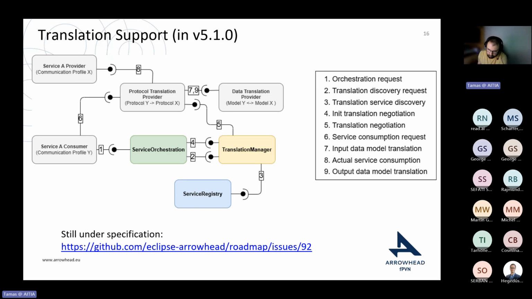You can share your thoughts and ideas regarding this topic during the roadmap meetings we have, or just use the GitHub issue, which is linked in this slide, and there you can comment and create suggestions if you would like to.